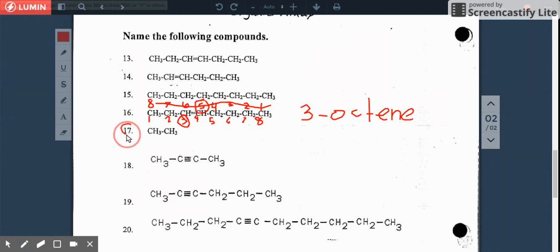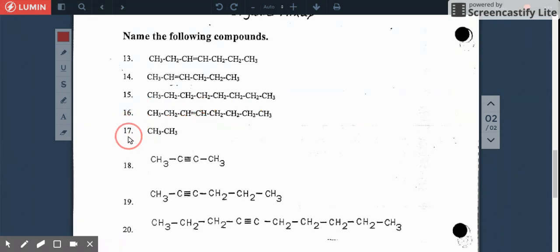Okay, now on to number 17. So I'm going to erase that. Okay, number 17, okay? Pretty simple. Do you see any double bonds? No. Do you see any triple bonds? No. I only see a single bond. All right, and how many carbons do you see there? 2.